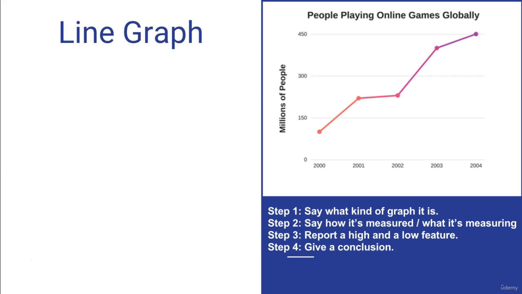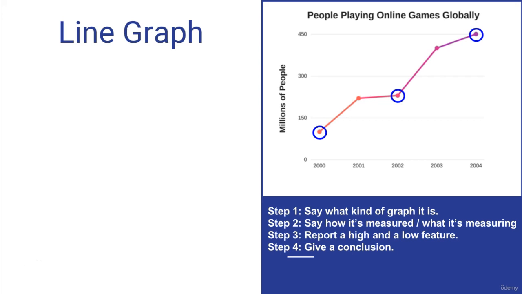So for this graph here, we can see that there are several points along the graph, but we don't want to give every single point, only the main ones. So we can report where it starts, maybe in the middle, and the very end. So let's go through those steps with this one.